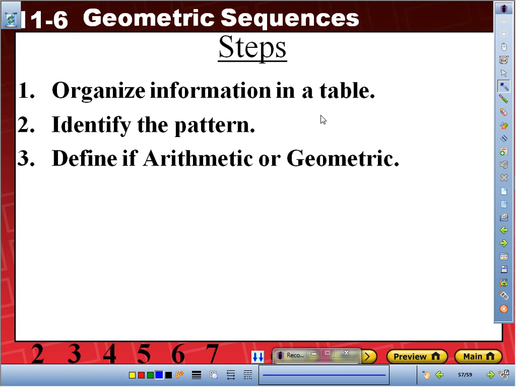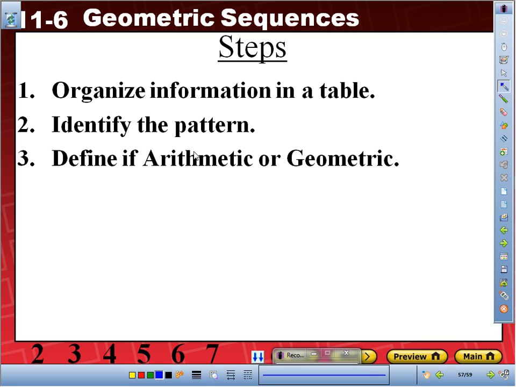Now, most of the examples are not going to ask you to write it in a table. I just wrote this first step so that if you want to get organized, it's a good way of doing it. But usually we can find the pattern and define whether it's arithmetic or geometric by a couple of things that I'm going to show you. Three easy steps. Everybody got it? Once again, organize information in the table, identify the pattern, define if it's arithmetic or geometric.